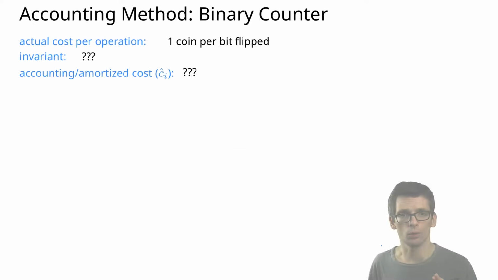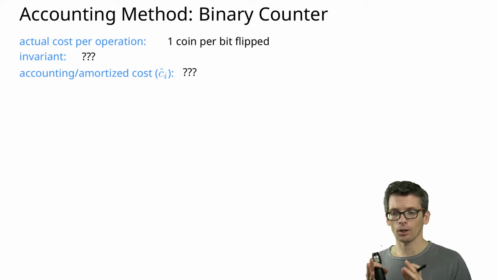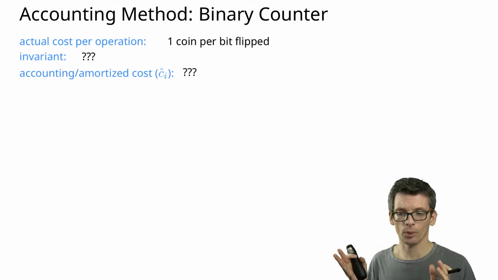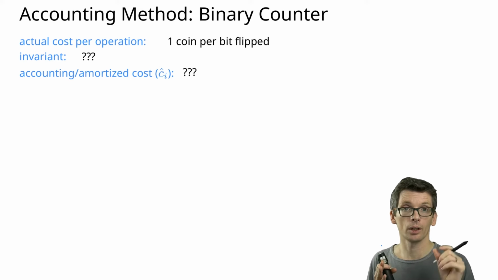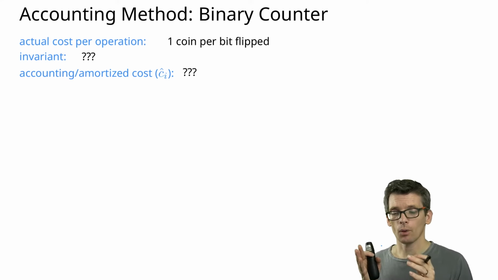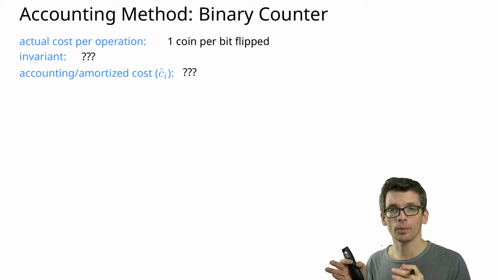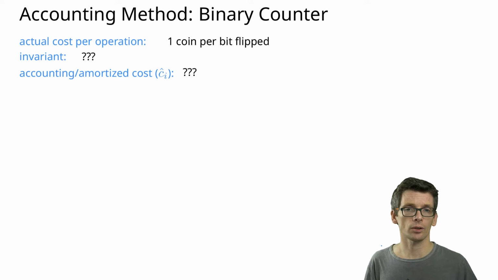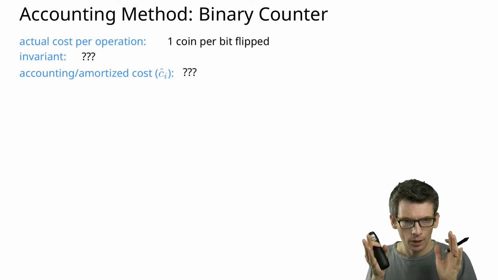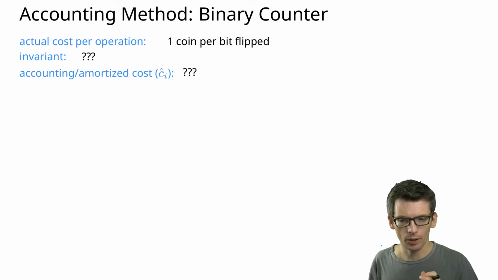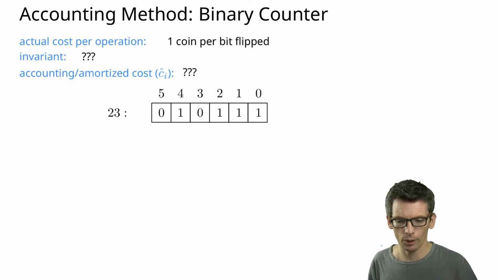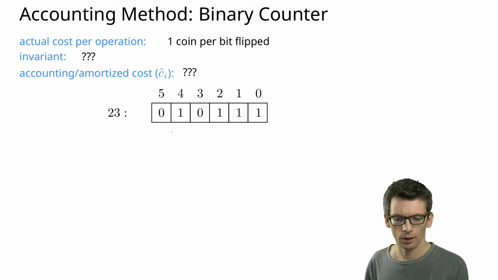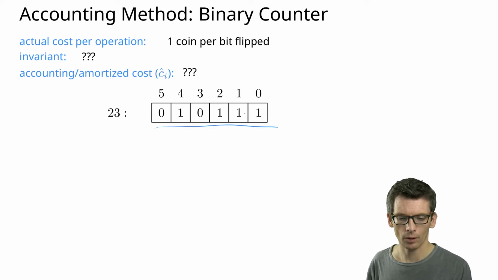So what do we need to do? We have the actual cost per operation, so we pay 1 coin per bit that we're flipping. Now we have to think about which invariant we want to maintain, and how we set the amortized cost. So how do we do all of the accounting? Let's look at an example, a specific number, 23, for instance. 23, if k is 6, looks like this. So we have 1 plus 2 plus 4 plus 16.